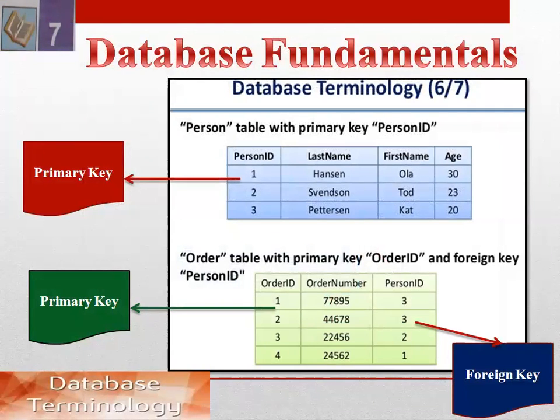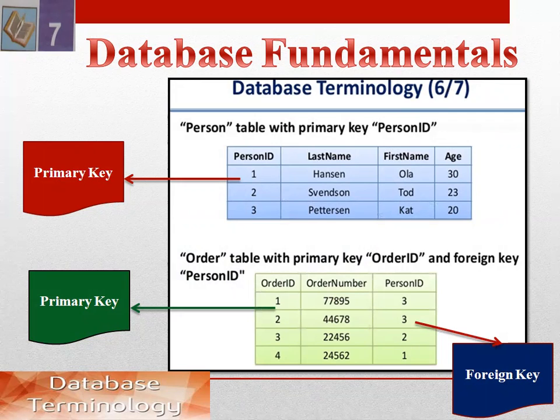Here on your screen you can view one more example, person ID. In the person table with the primary key person ID, here we have person ID, last name, first name and age. Here the one more table we have, order table with primary key order ID and foreign key is person ID.